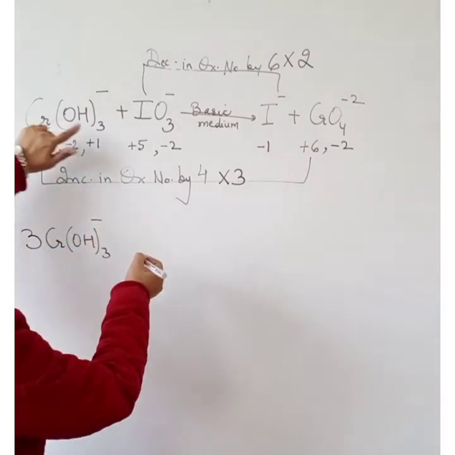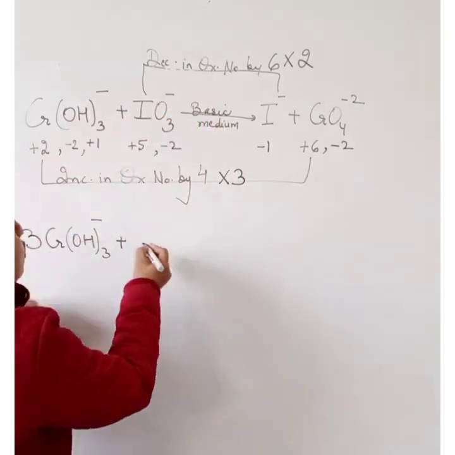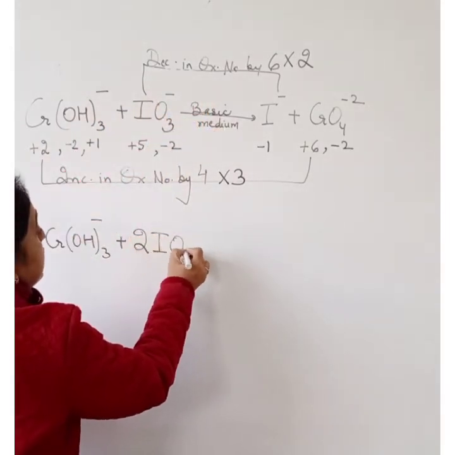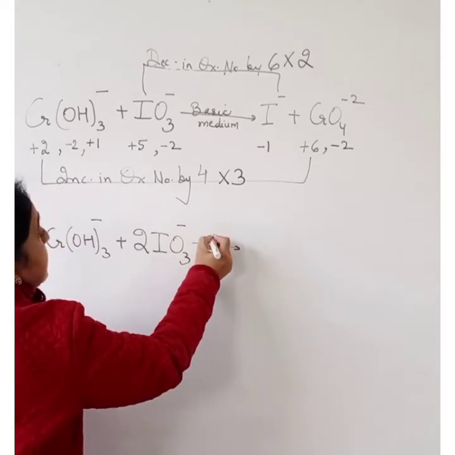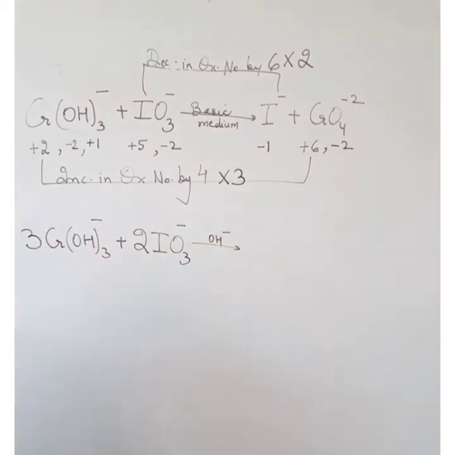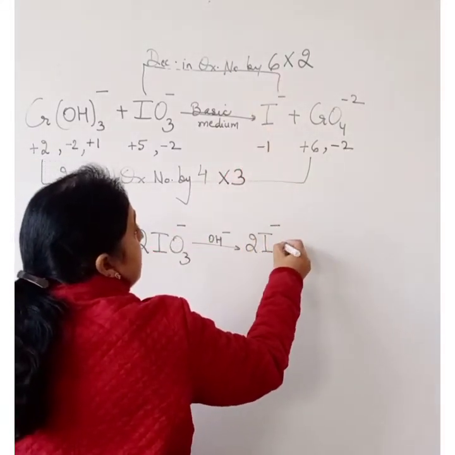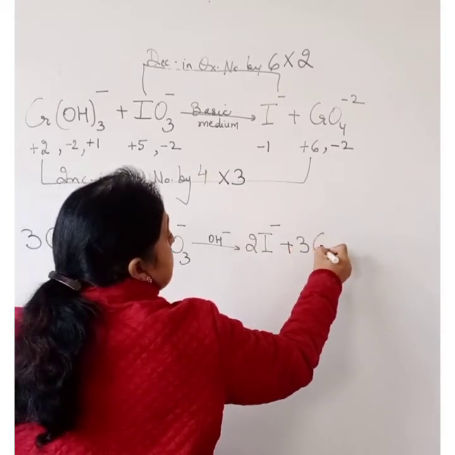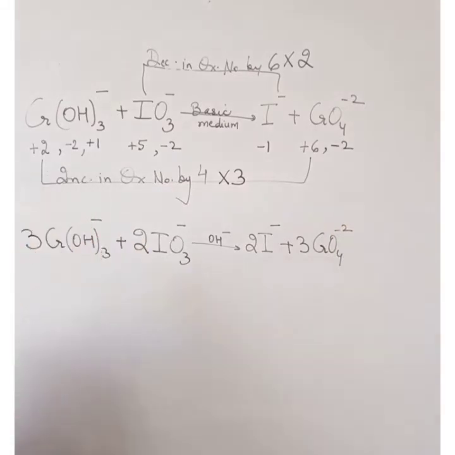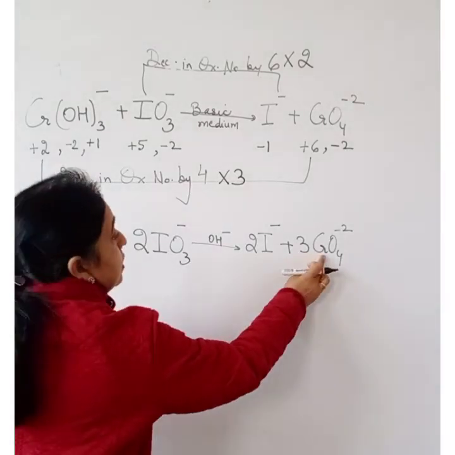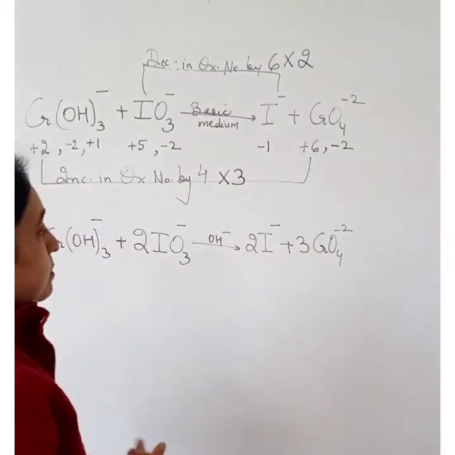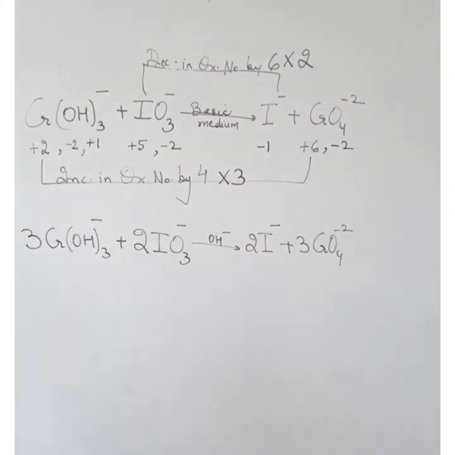3Cr(OH)3 minus plus, this is multiplied by 2. So 2IO3 minus gives, basic medium means OH minus on top of the arrow. I is multiplied by 2. 2I minus plus 3CrO4 minus 2. So we have written down the equation. Now balance all the other atoms except hydrogen and oxygen. 3 chromium, 3 chromium. 2 iodine, 2 iodine. Balanced.